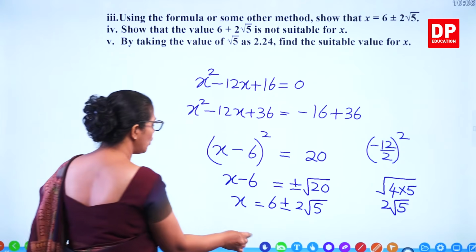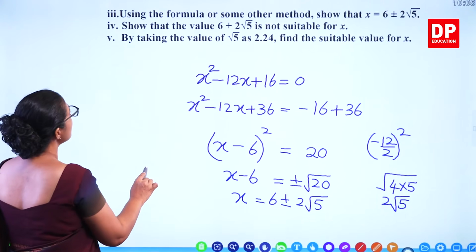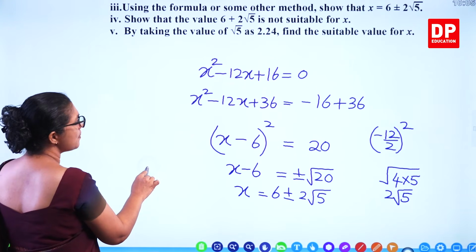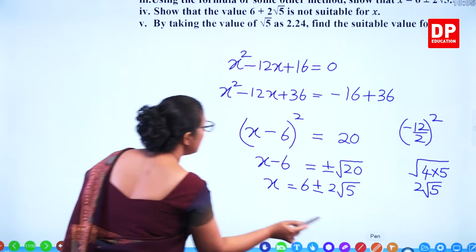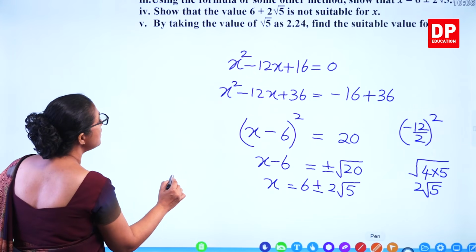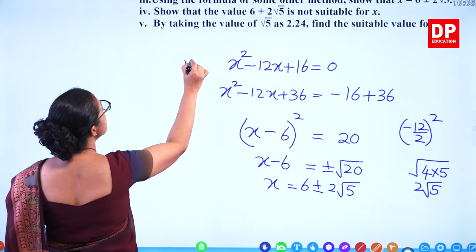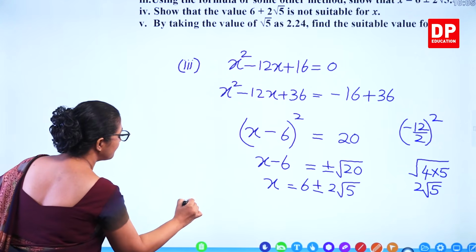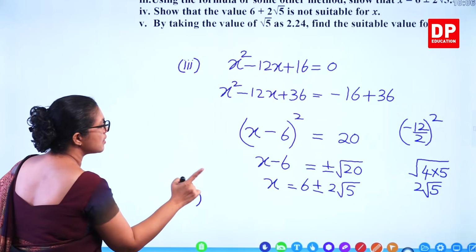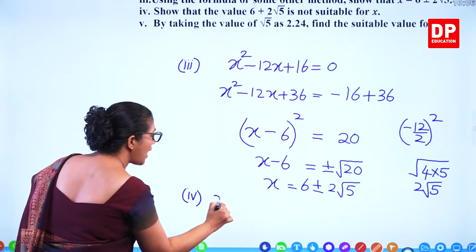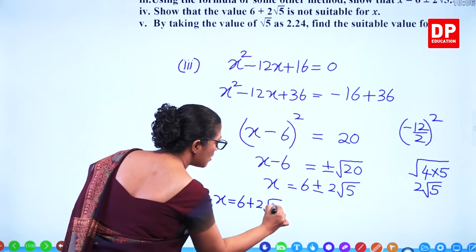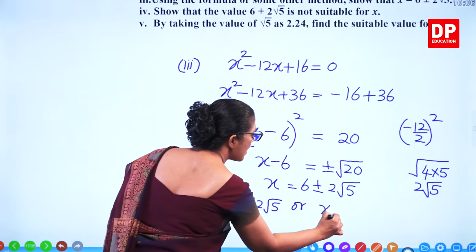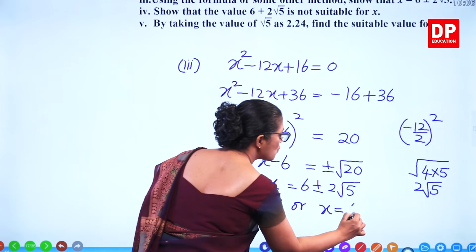And it says the fourth one, show that the value 6 plus 2 root 5 is not suitable. Why is it not suitable? We'll check. So, this is the third part. Fourth part. Now, what are the solutions you can get? You can get x equals 6 plus 2 root 5 or x equals 6 minus 2 root 5.